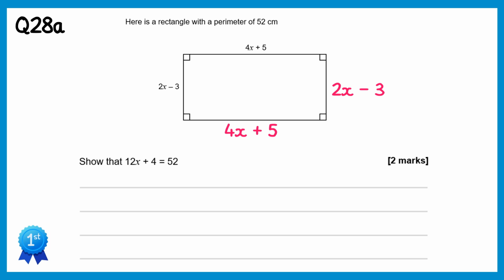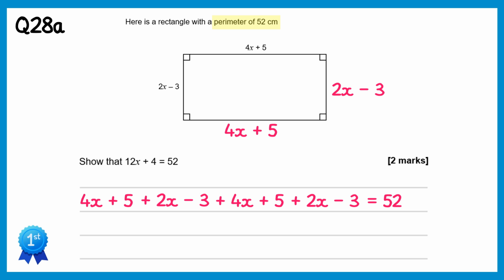So let's start with 4x plus 5, add 2x minus 3, add the other 4x plus 5, add the other 2x minus 3. This is the total perimeter, and remember we were told in the question that's 52, so this equals 52. We can now simplify. If you collect all of the terms in x, 4x add 2x add 4x add 2x gets you 12x, and then 5 take away 3, add 5, take away 3, gives you plus 4, and this equals 52. So we've shown that 12x plus 4 equals 52.